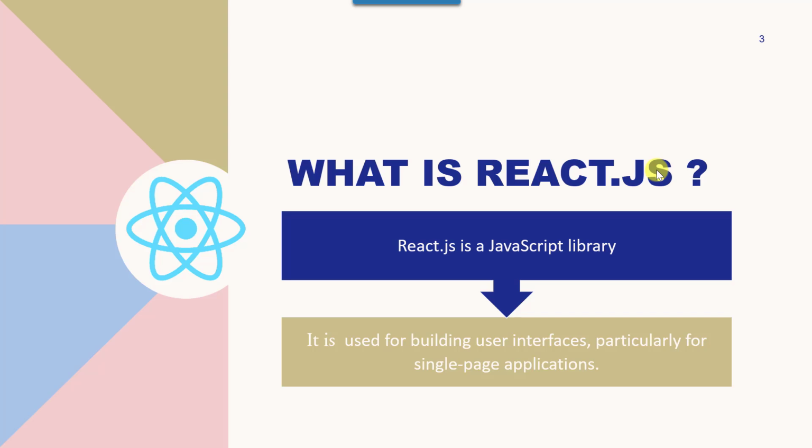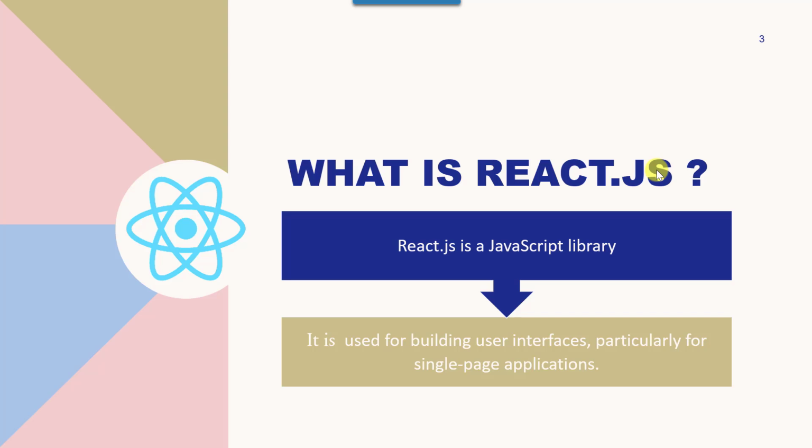So basically, ReactJS is a JavaScript library. Now ReactJS is specifically used to create or build user interfaces, and in case of user interfaces, we are particularly talking about single page applications. Now one of the main advantages of a single page application is that we are not loading or redirecting to other pages. Everything comes under a single page.